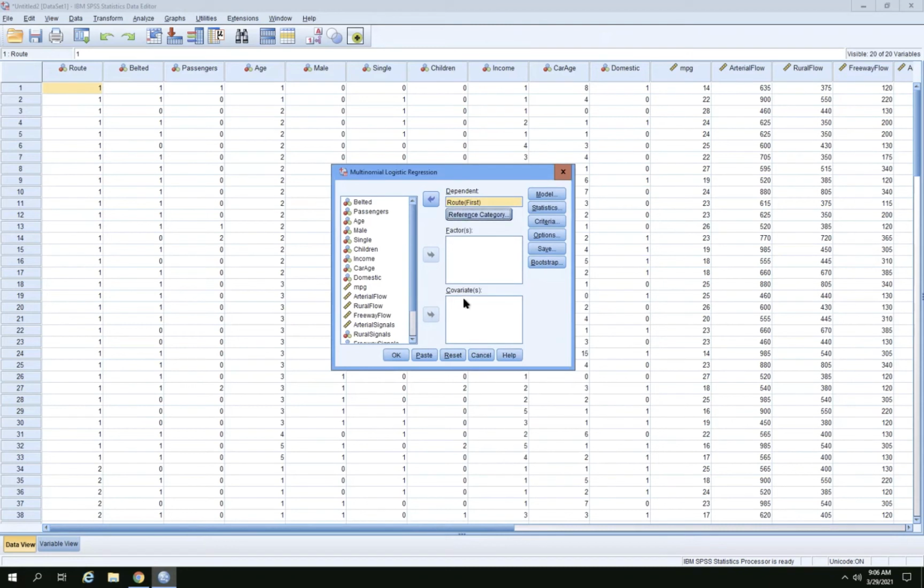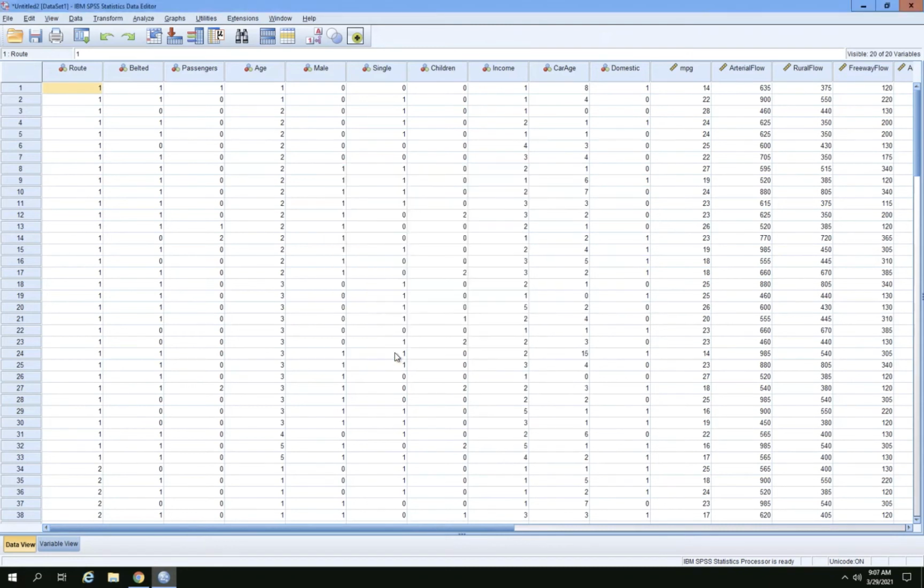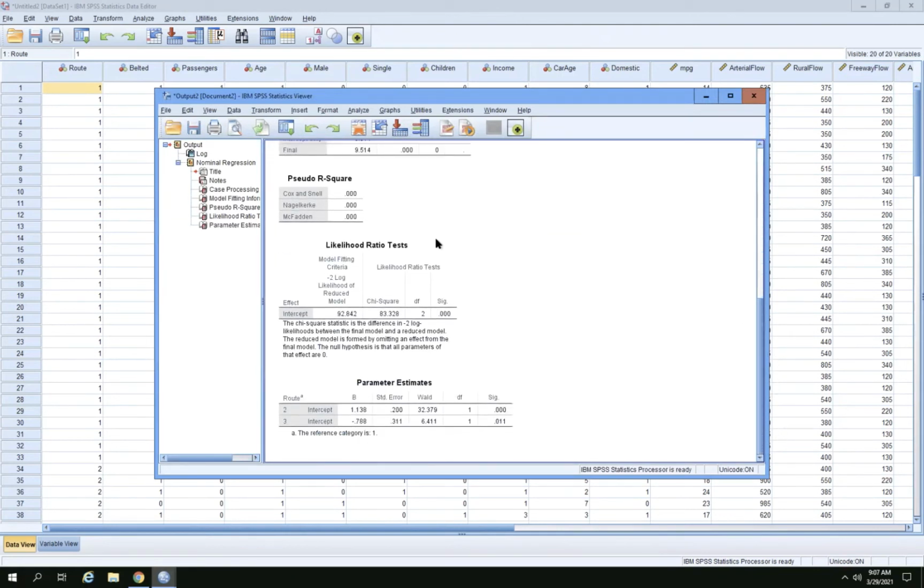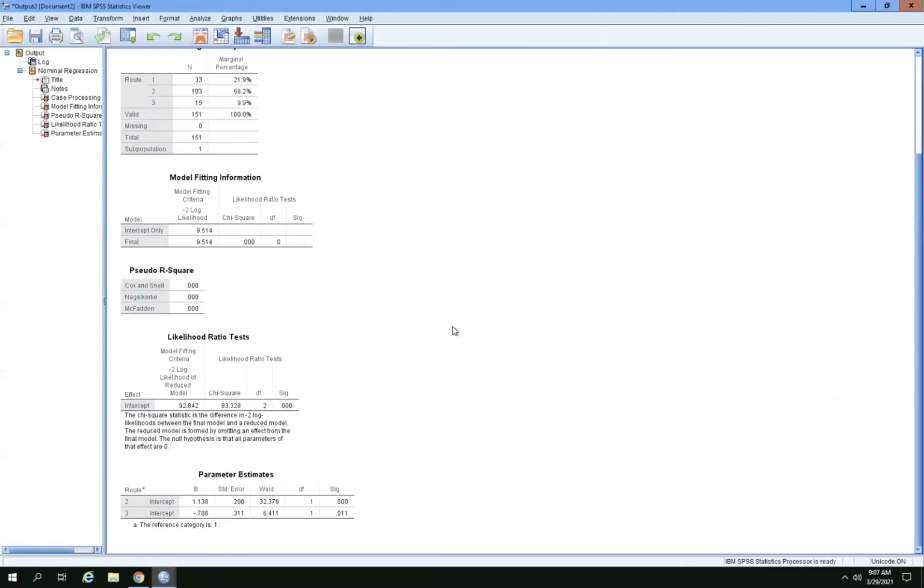And the first thing I'm going to do is just run this simple model here that's going to include only constant terms, okay? And so in doing that, as I've noted previously, we've left out our reference category and set that equal to 1. And so what we see here are basically outputs for the intercept term for utility functions for route 2 and route 3, okay?